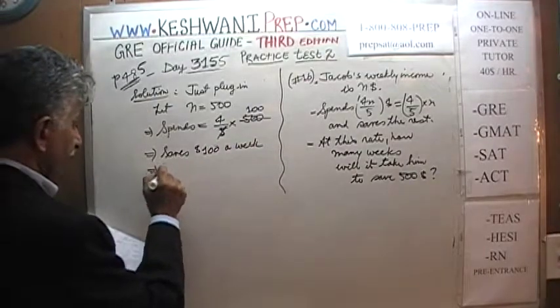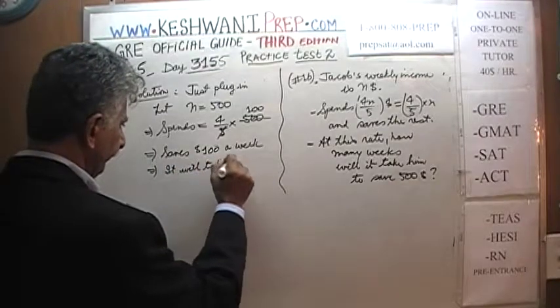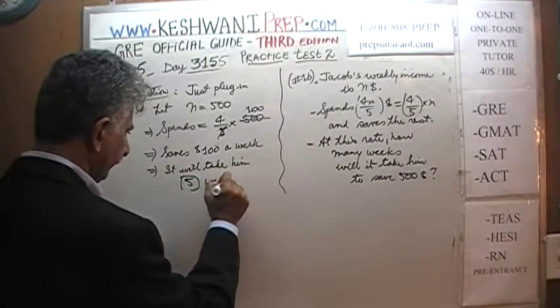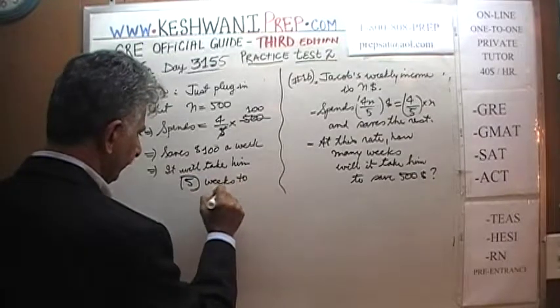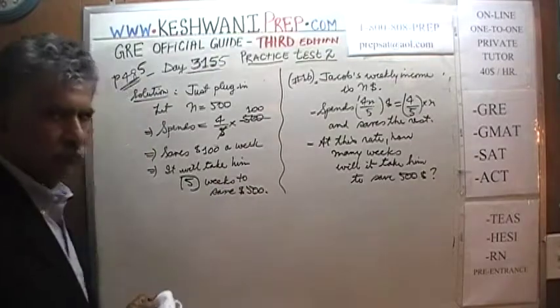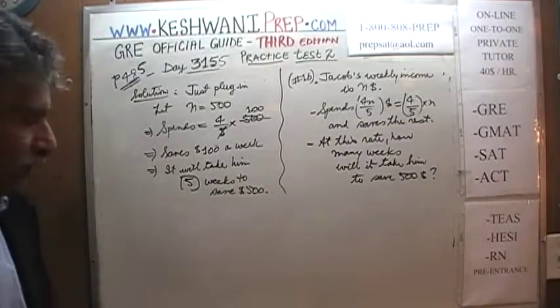Well, that means it will take him 5 weeks to save $500. What do we do next? Well, we go through the answer choices and see which one works out.